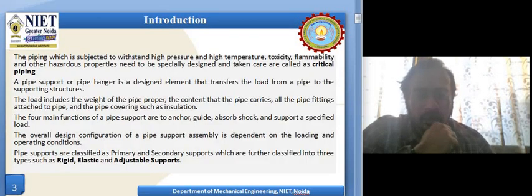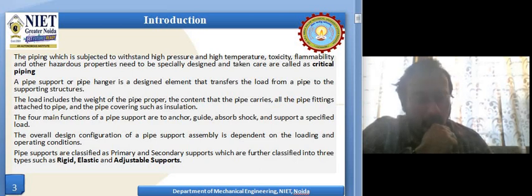Now, introduction. Whenever we talk about critical pipelines, mostly industries are handling fluid which has high pressure and high temperature, along with sometimes toxicity, flammability, and other hazardous properties associated with all types of handled fluid. Now, the industry which we are talking about is mostly handling petrochemical or pharmaceutical projects. Also, sometimes it includes steam generation plants, thermal plants, gas turbine, power plants, etc.